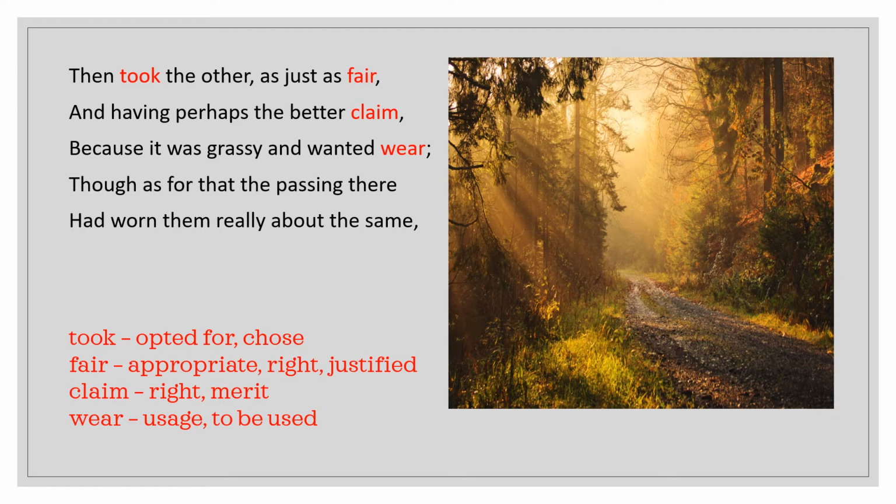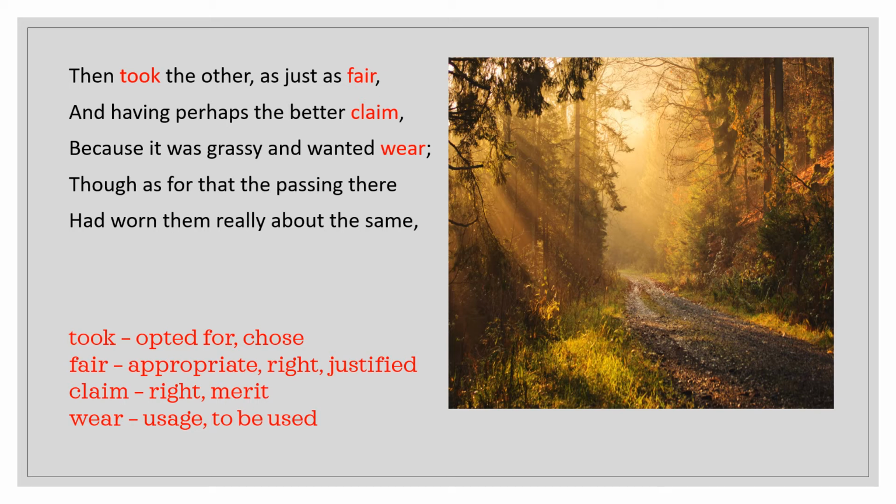The poet gives us the reason for his preference, and that is the second road was grassy and needed to be used more than the first one, as very few people had traveled on it. He felt that both the roads should be equally used by the travelers.